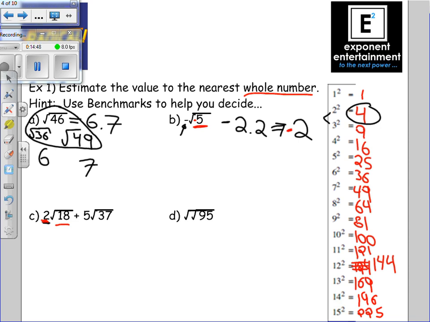Still confused? The first thing you need to do is estimate the square root of 18 and the square root of 37. So give that a shot. Talk to your partner if need be, or talk to someone near you.